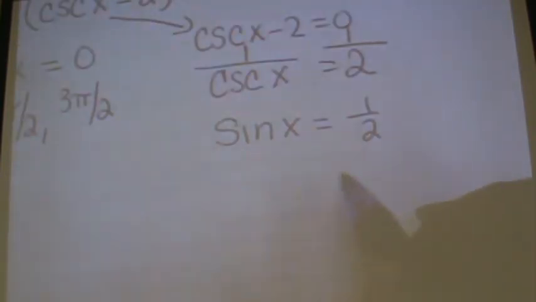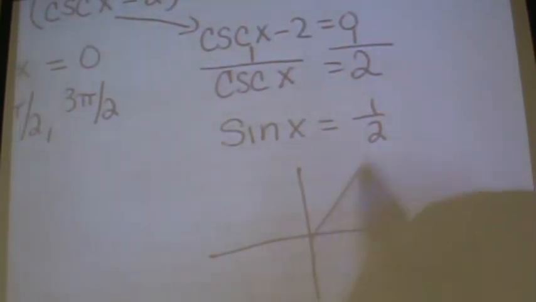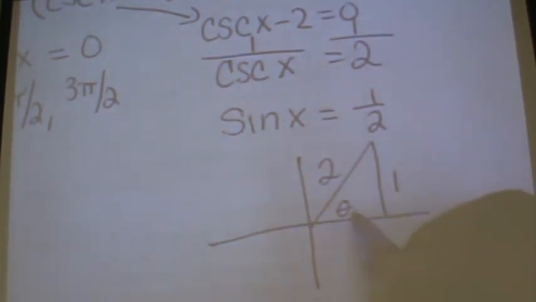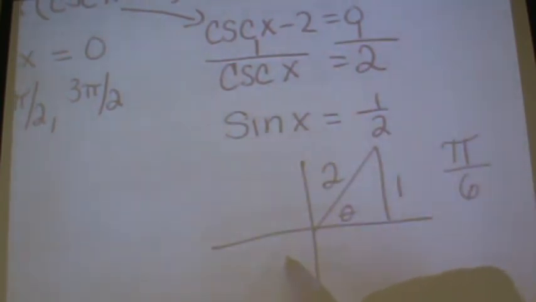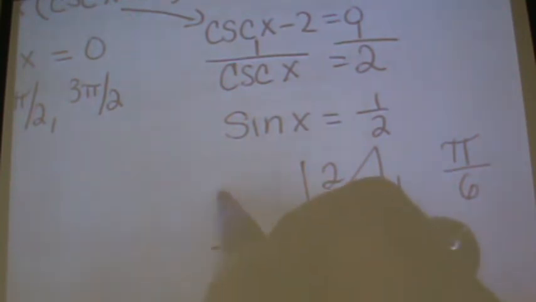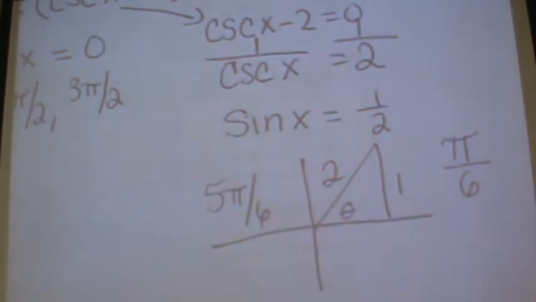Okay, then what? What angle am I whose side opposite over hypotenuse is 1 to 2? It's a 30, pi over 6. Where else is the sine ratio positive? In 5 pi over 6. Do you get this, guys?